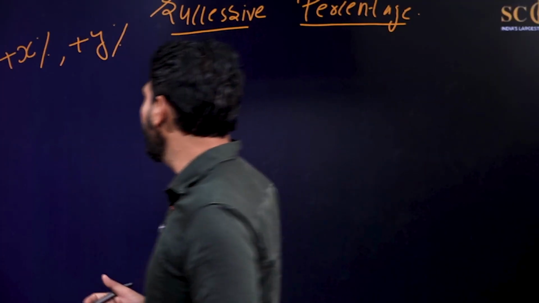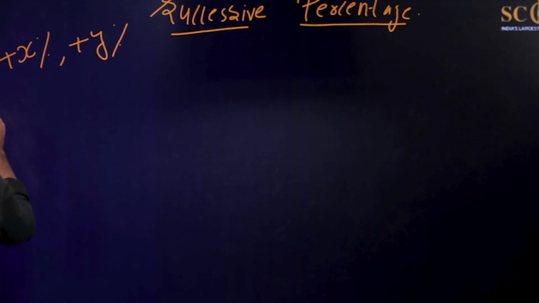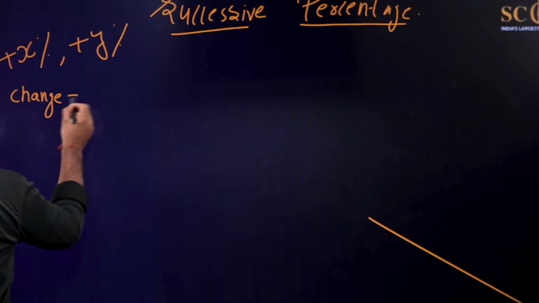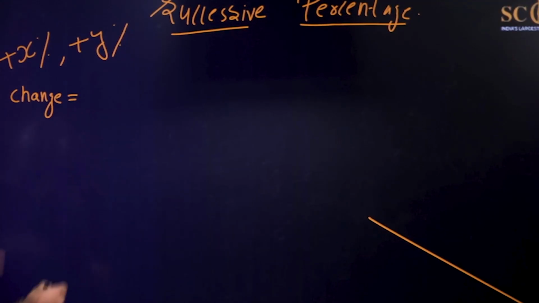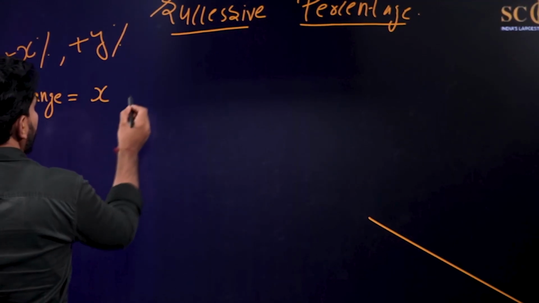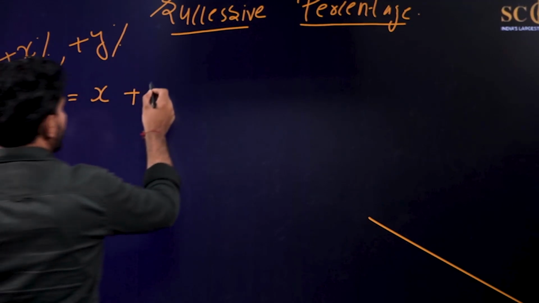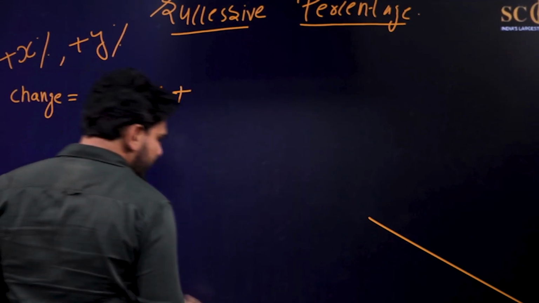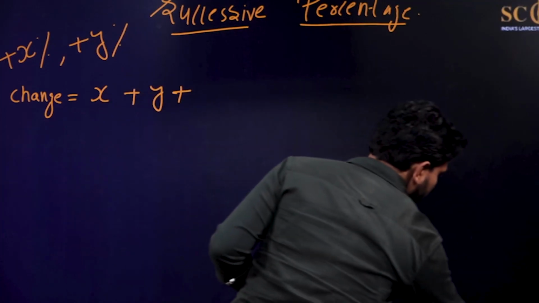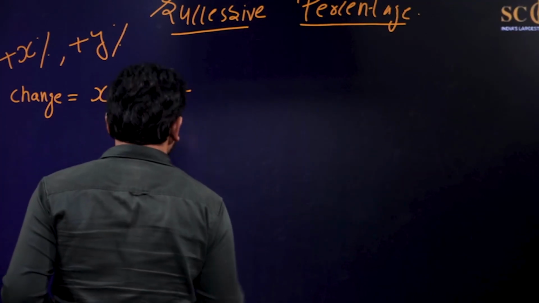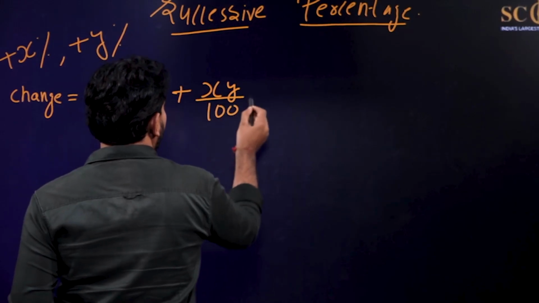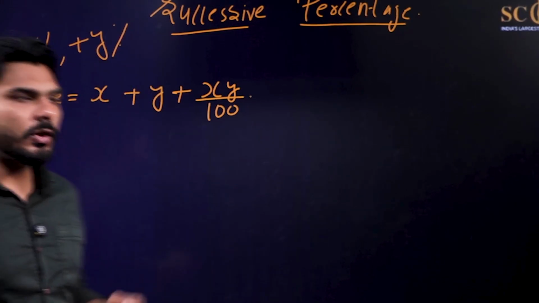Let me tell you. Your answer will be, you have to just use the net change formula. In the first year it is increased by X%, you will write X. In the second year it is increased by Y%, you will write Y. Then afterwards you will also add one important thing, and that important thing is XY by 100. So this was the example.